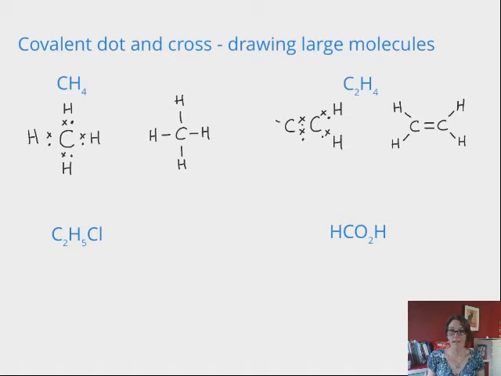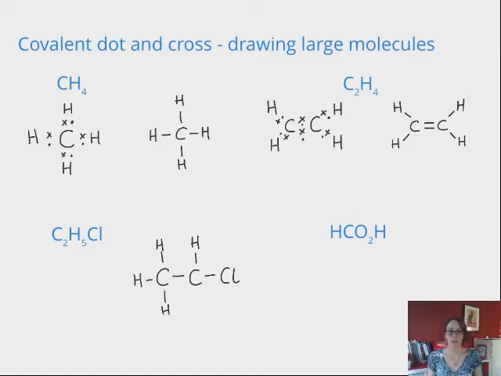So I'm just replacing every single bond, every line in my displayed formula, with a dot and a cross, because that's what a line represents, a single covalent bond. So in the middle I've got 2 pairs of electrons. We don't need to put any other electrons in because carbon only has 4 in its outer shell and they are accounted for. What about chloroethane down the bottom left?